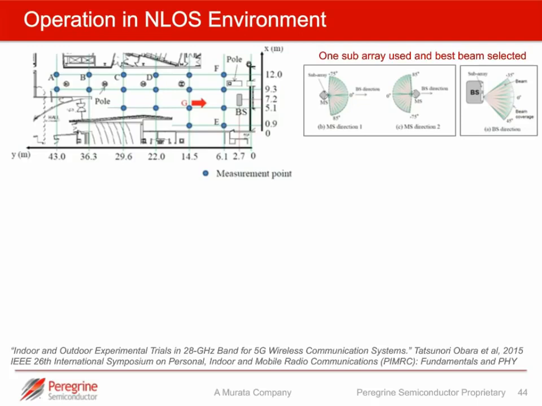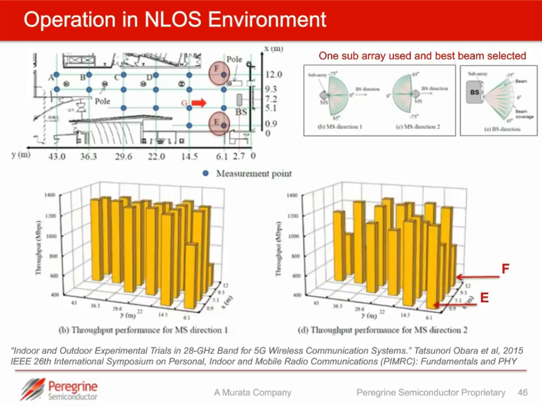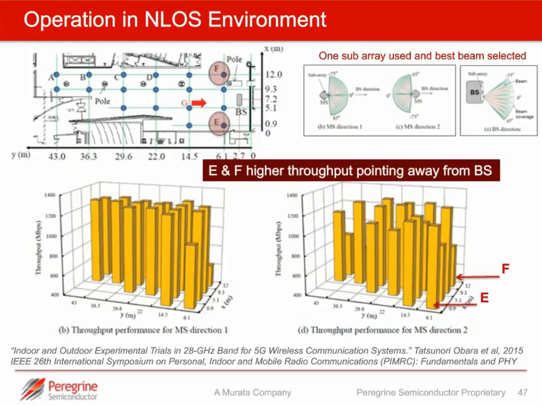And on the top left plot, there are a series of locations labelled with letters A, B, C, etc. And what we can show is, if we look at these two examples, case F and case E, that E and F have higher throughput when they're pointing away from the base station. So if you compare the plot on the bottom left, in that case the base station and the mobile station are pointing towards each other. On the case of the right, the mobile station is pointing away from the base station.